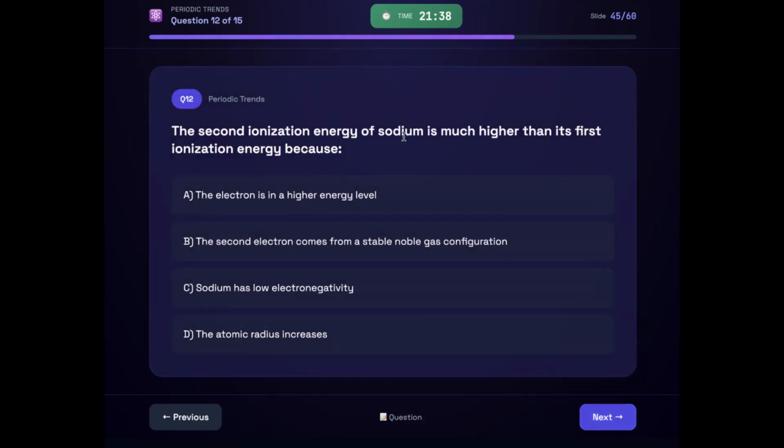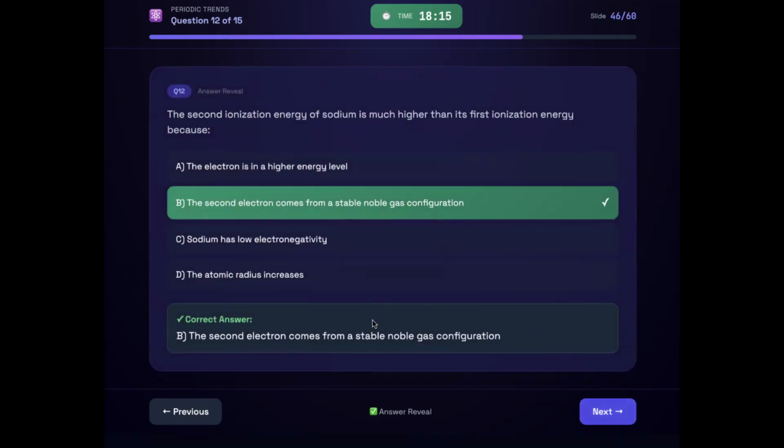The second ionization energy of sodium is much higher than its first ionization energy. Why is that? Is it because the electron is in a higher energy level, or the second electron comes from a stable noble gas configuration, or sodium has lower electronegativity, or the atomic radius increases? Which is your answer? I'll give you a chance to think. Why is it more difficult to remove the second electron than the first? Because the second electron comes from a stable noble gas configuration. Let's see. What is sodium? Sodium is 2, 8, 1.